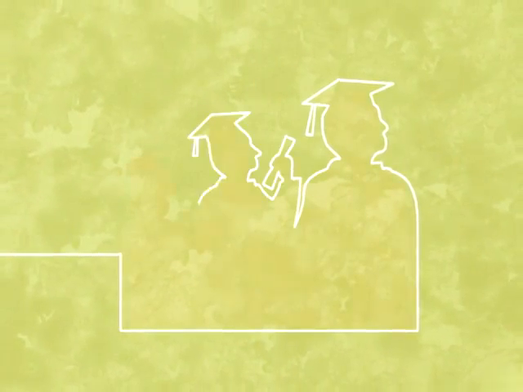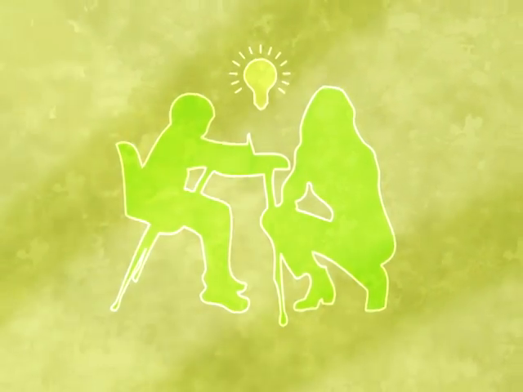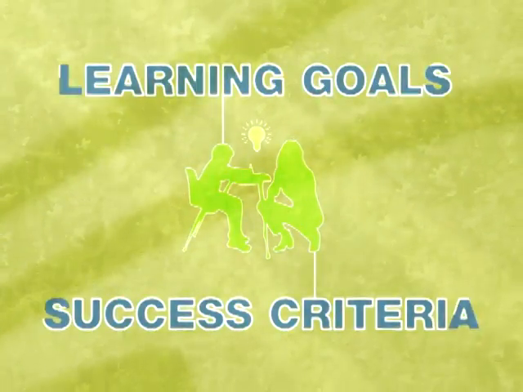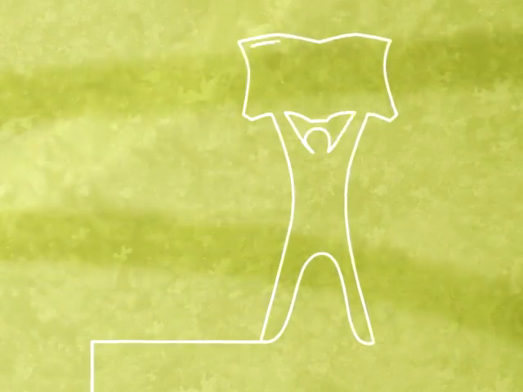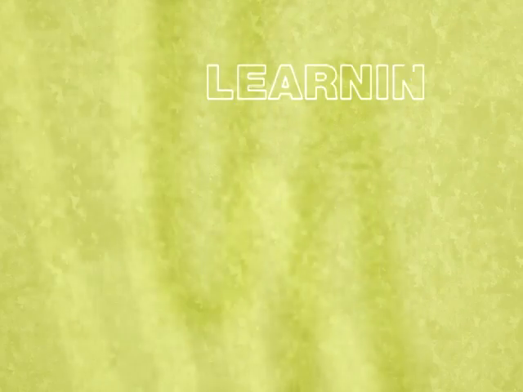Learning goals and success criteria are critical pieces of information students need to be successful learners. Students and teachers must hold a common understanding of what is to be learned and what successful achievement looks like. With explicit goals and criteria, students have the beginnings of what they need to become independent, self-monitoring learners.